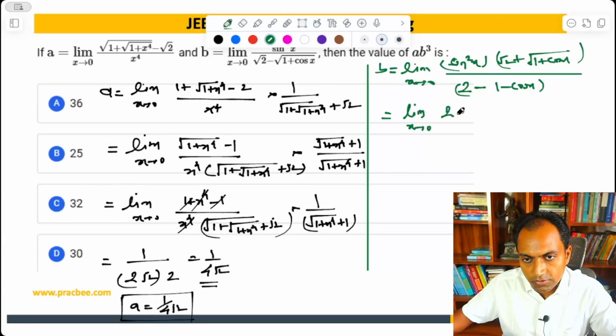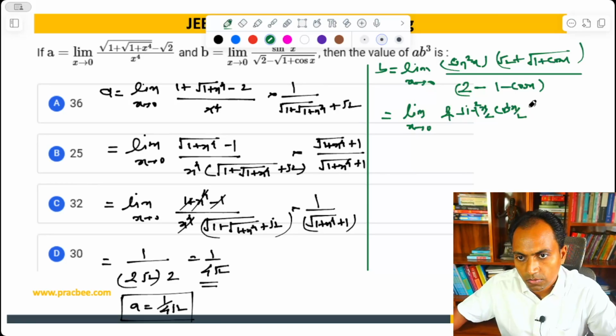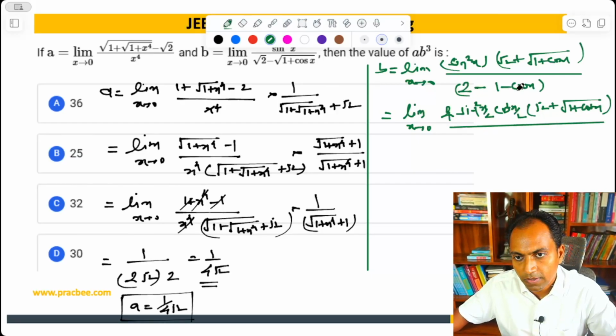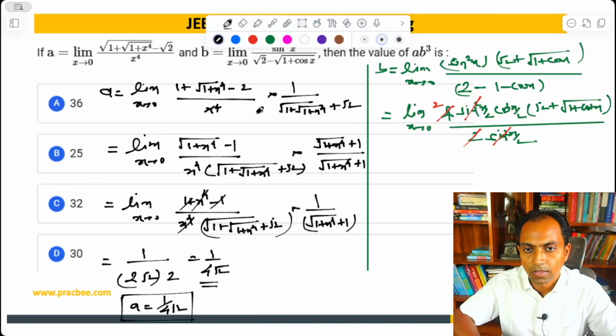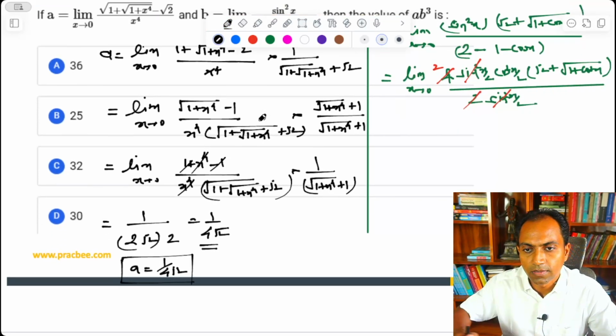This can be written as 2 sine square, that will become 4 sine square x by 2 cos square x by 2. Next term is root 2 plus root of 1 plus cos x. And the denominator is simplified, will become 1 minus cos x. That can be written as 2 sine square x by 2. So now you can see that very clearly. This part and this part is getting cancelled out. This will also cancel out, will become 2. As a result, I will be able to get the value of b.